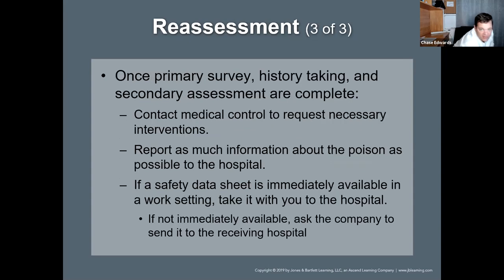Once you've completed your primary survey, history taking, and secondary assessment, contact med control to request necessary interventions. Report as much information as you have about the poison or chemical to the hospital before arrival. If a safety data sheet is immediately available in a work setting, take it with you to the hospital. If this document is not immediately available, ask the company to send it via email or fax to the receiving hospital. You can sometimes Google an SDS on certain chemicals too, if you can get the name.